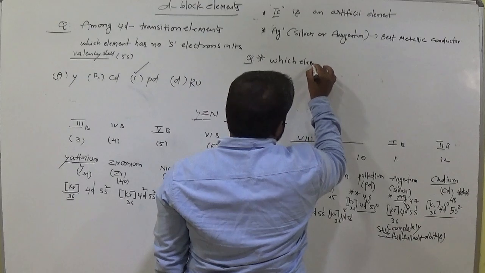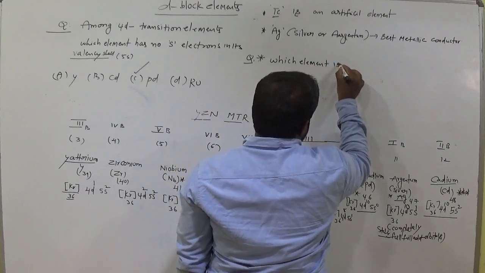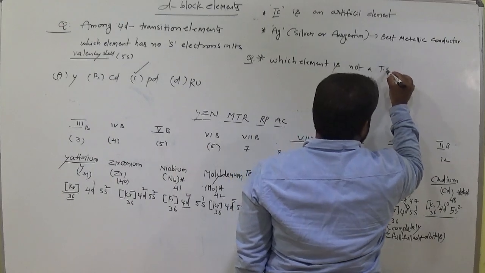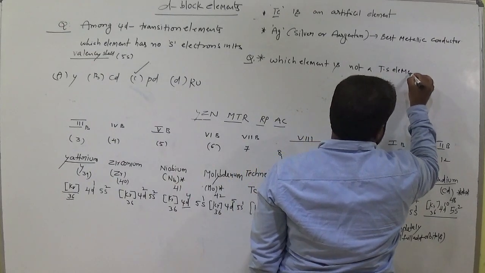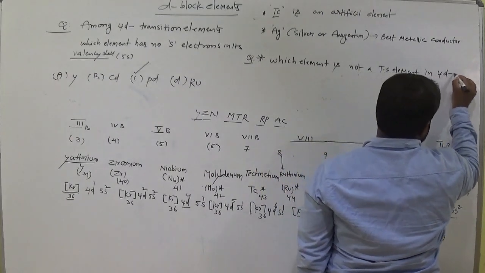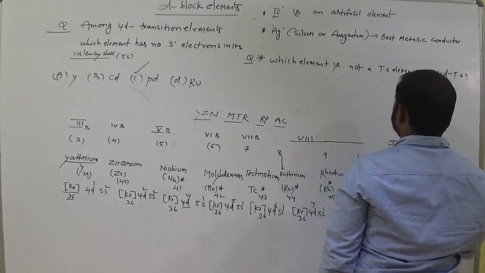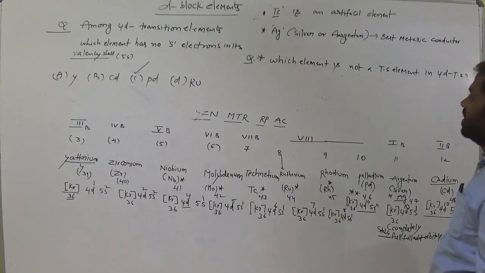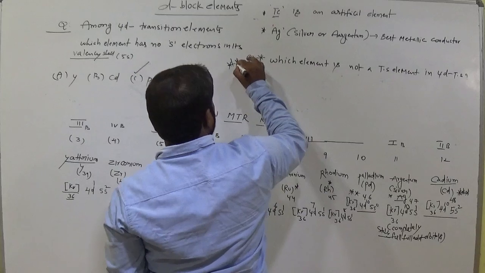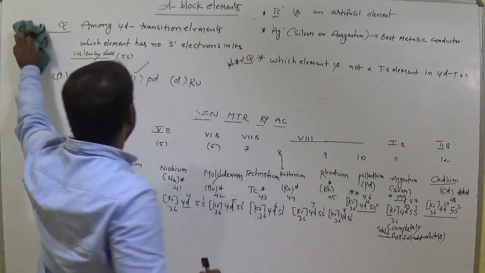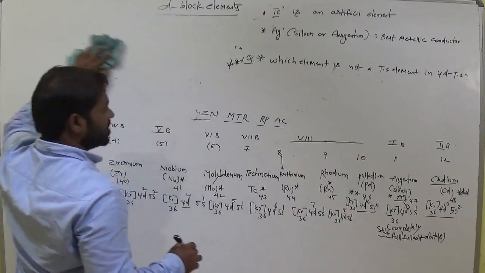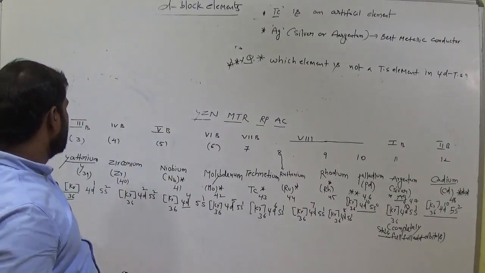Which element is not a transition element in 4D transition series? Which element is not a transition element in 4D transition series? Tell me, can anybody? Which is not a transition element?